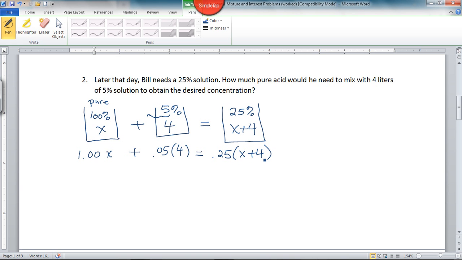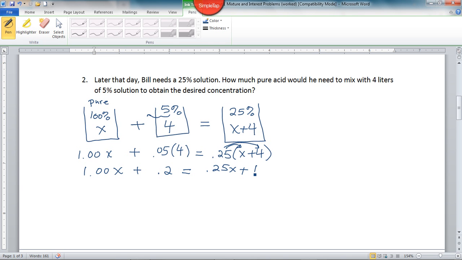Let's go about solving. All right, so 1.00x. May not need to write the 1.00, but let's leave it in there for right now, and I'll show you why in just a second. Now 0.05 times 4, multiply those together. Hey, that's 0.2. Over here on the right, we've got to distribute our 0.25, multiply it by both, so we get 0.25x. 0.25 times 4, that nicely works out to be 1.